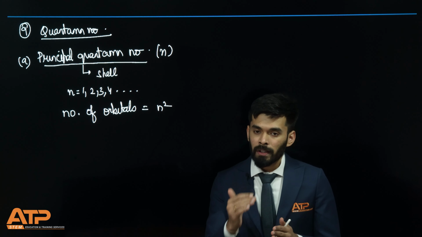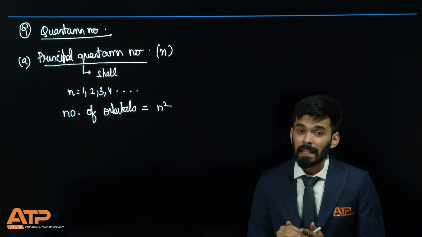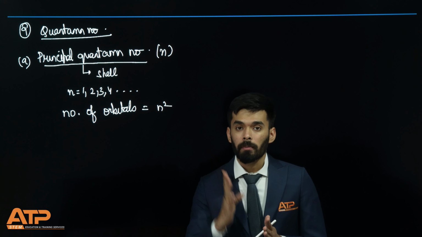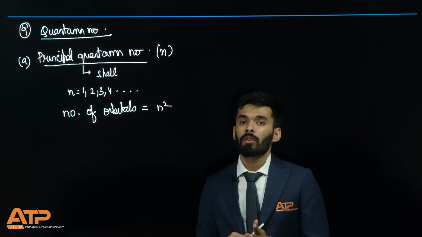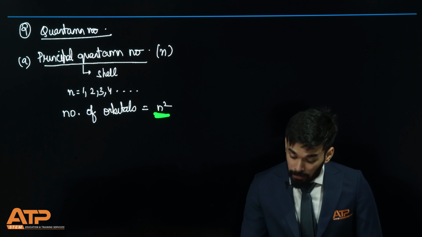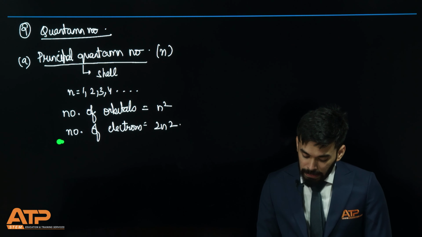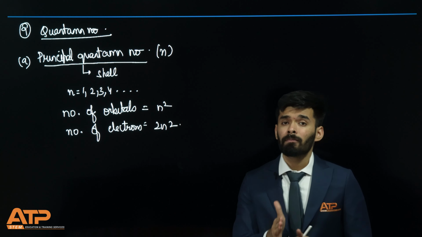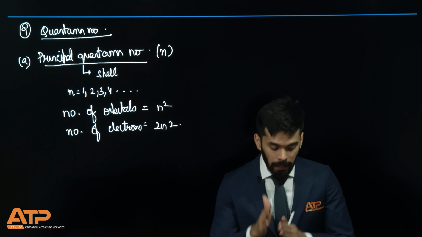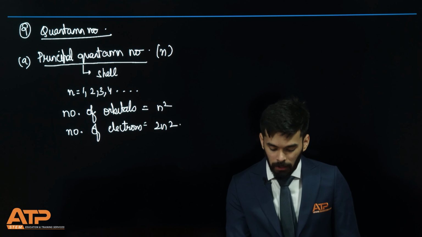For example, in first shell, there are 1 square, only 1 orbital. In the second shell, there are 2 squares, so there are 4 orbitals. Similarly, we can calculate number of orbitals in each shell using this formula, and maximum number of electrons in each shell can be calculated by this formula 2n square. 2n square is the maximum number of electrons which can come in each shell. With this, we are done with principal quantum number.